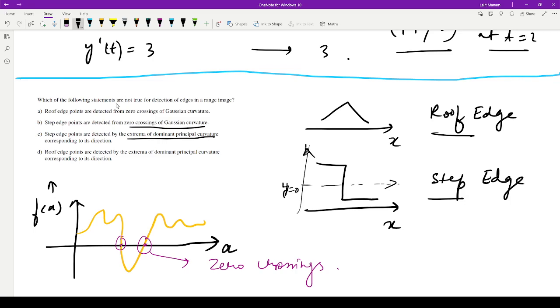Of course, now we need to be careful about this. Which of the following statements are not true? Okay, let me first point out what is true. Roof edge points are detected from zero crossings. No, this is not true. Step edge points are detected by zero crossings, which is true, and roof edge points are detected by extrema, so this is true. So your answer would be A and C, right? Any doubts? Yes, sir.